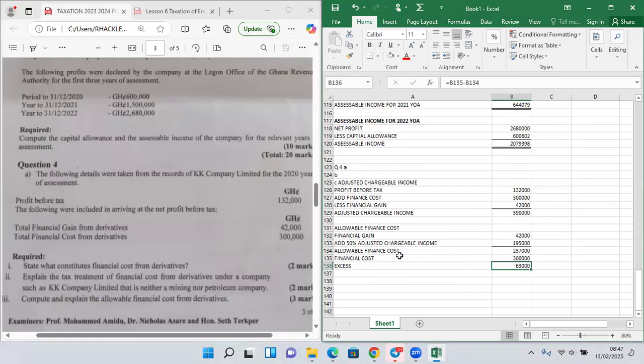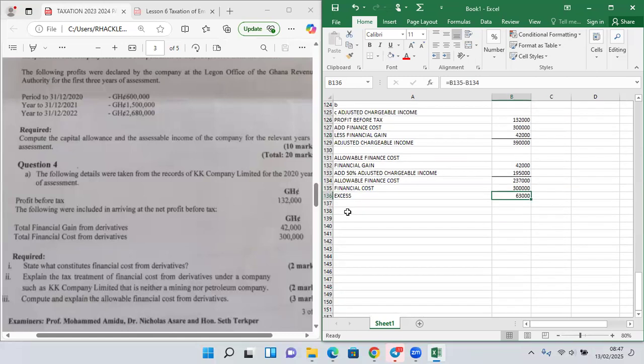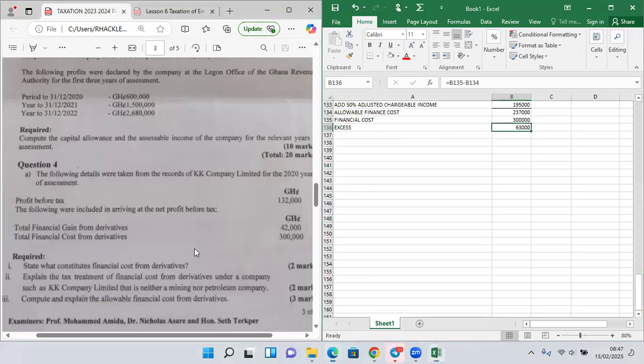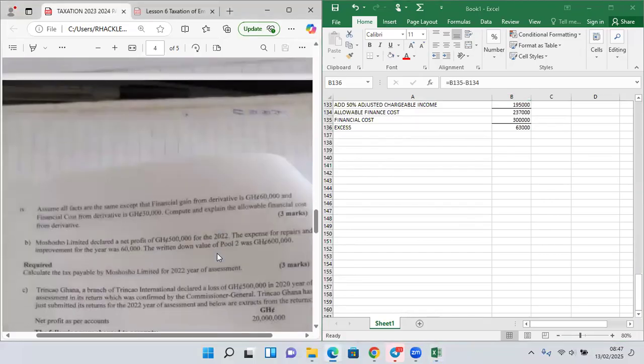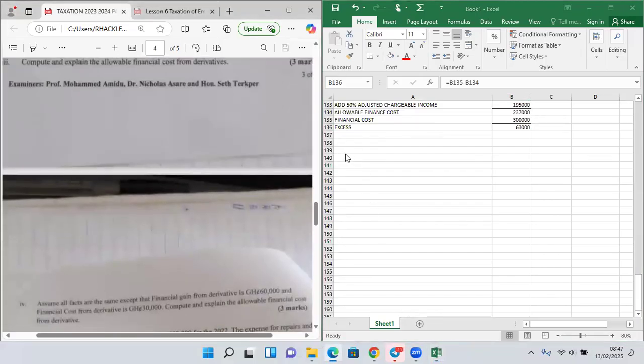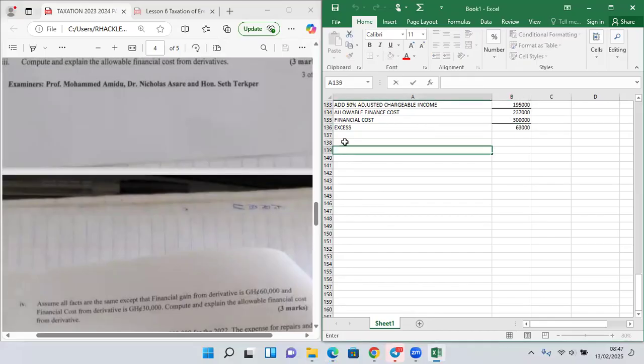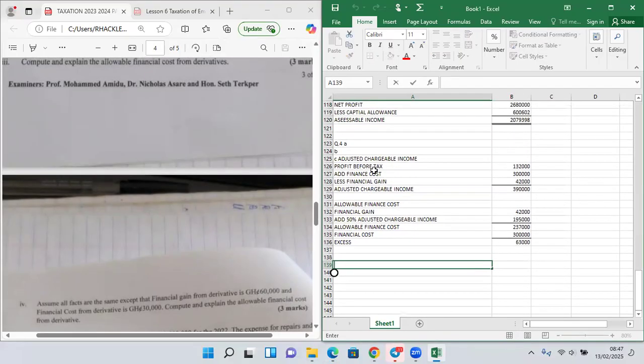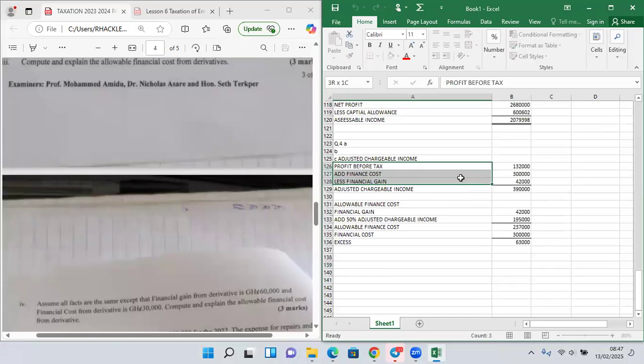But in case the finance cost is lower than the allowable, then we are going to take the finance cost as it is and subtract it for that year. So let's go to IV. IV is saying that everything is the same, but they've changed the finance cost and finance gain. So let me copy this.